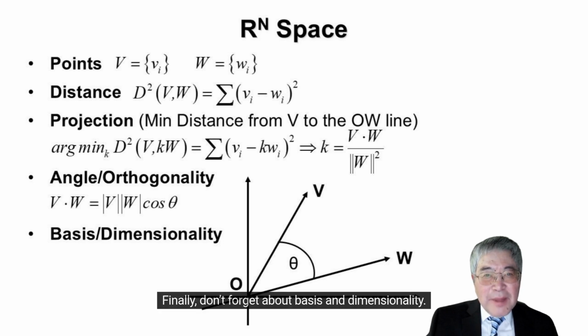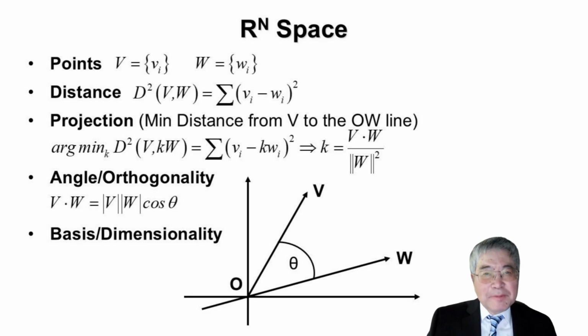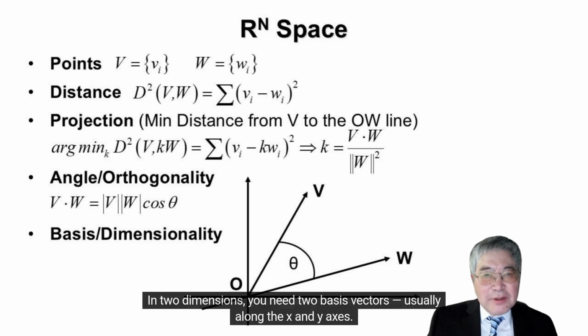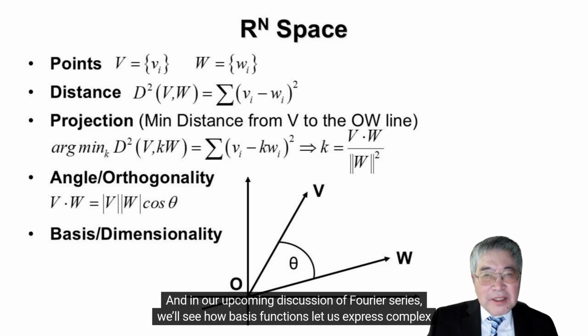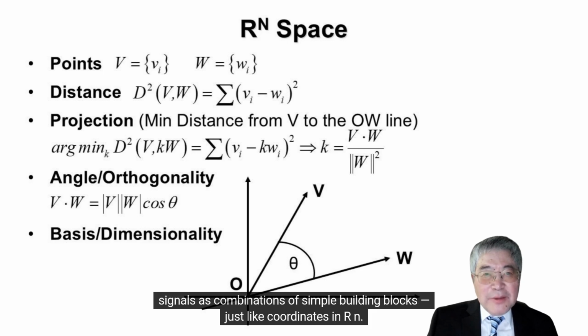Finally, don't forget about basis and dimensionality. In 2 dimensions, you need 2 basis vectors, usually along the x and y axes. In n-dimensional space, you need n basis vectors to describe any direction or position fully. And in our upcoming discussion of Fourier series, we'll see how basis functions let us express complex signals as combinations of simple building blocks, just like coordinates in Rn.